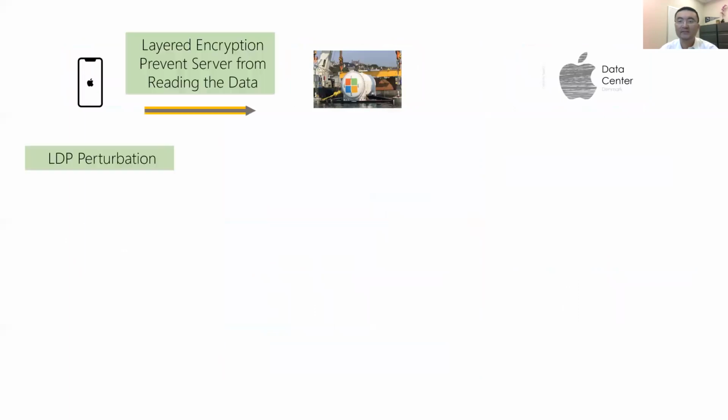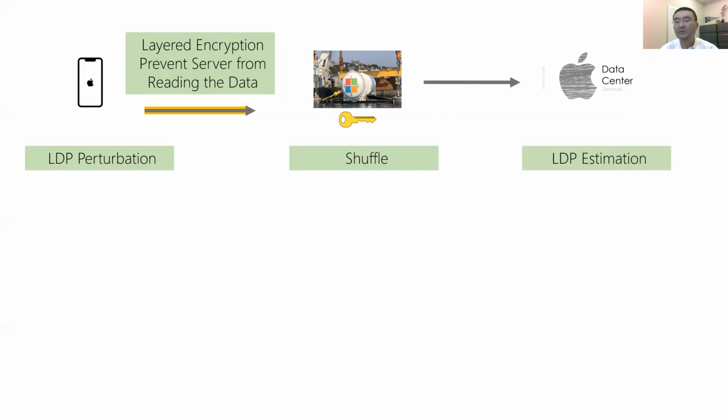In this setting, the users still use local differential privacy to add some noise, and the users will encrypt the result with two layers of encryption. The shuffler has the decryption key of the outer layer of the encryption and can get rid of the outer layer. However, there is another encryption layer, so the shuffler still sees the encrypted format of the local differential privacy data. The shuffler then shuffles the data and sends it to the server. And finally, the server will decrypt the result and do some local differential privacy estimation.